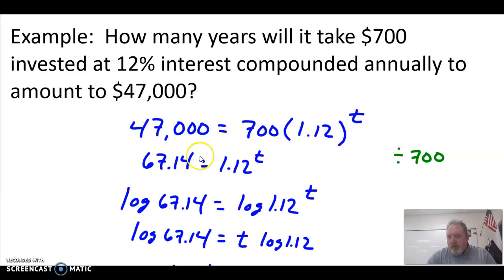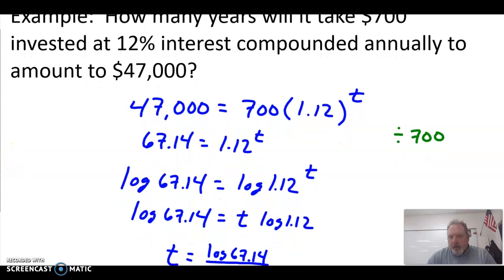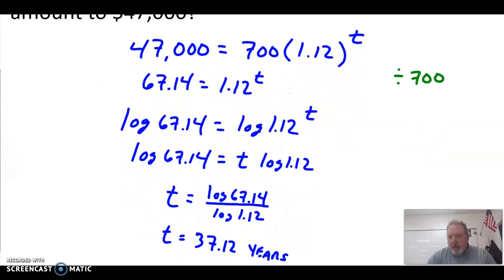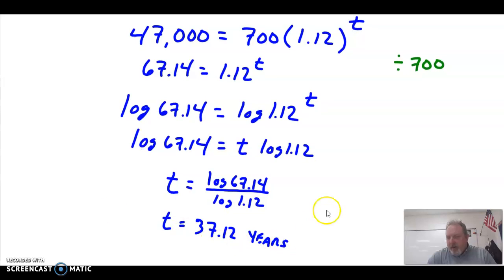First step, we're going to divide by 700. And now I get this exponential equation, and I am going to take the log of both sides. So the log of 67.14 will equal the log of 1.12 to the t. Ultimately, what I'm going to have to do here is divide. So when I divide those two logs, it's going to take 37 years.